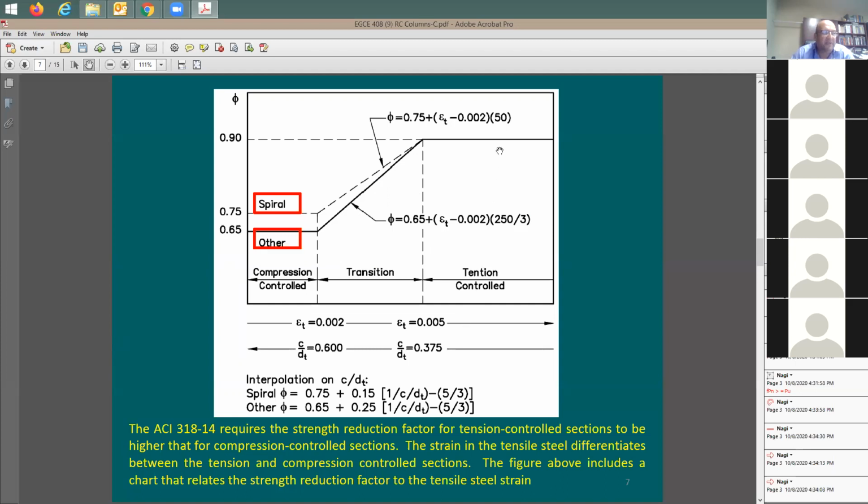You're not going to be straining the steel here, because the steel is not going to be in tension. It's going to be all in compression, which means you're on this side of the chart. So this phi factor of 0.75 applies for the spiral columns, and this phi factor of 0.65 is for tied columns.